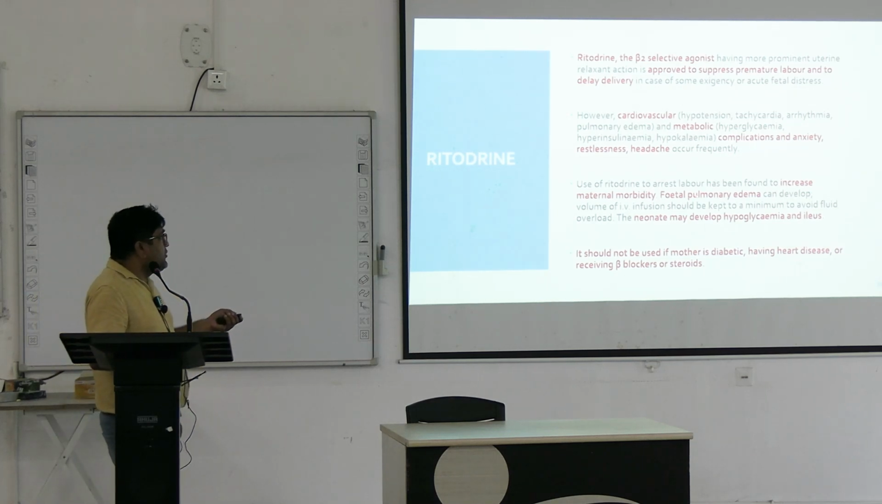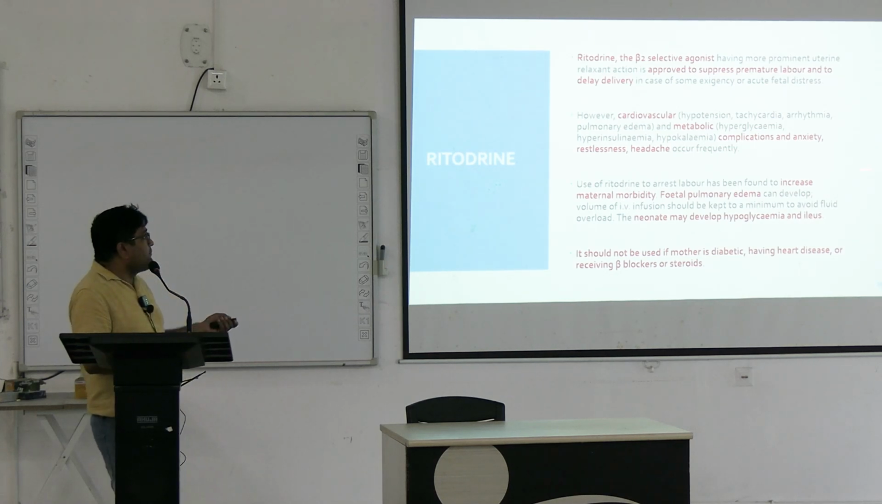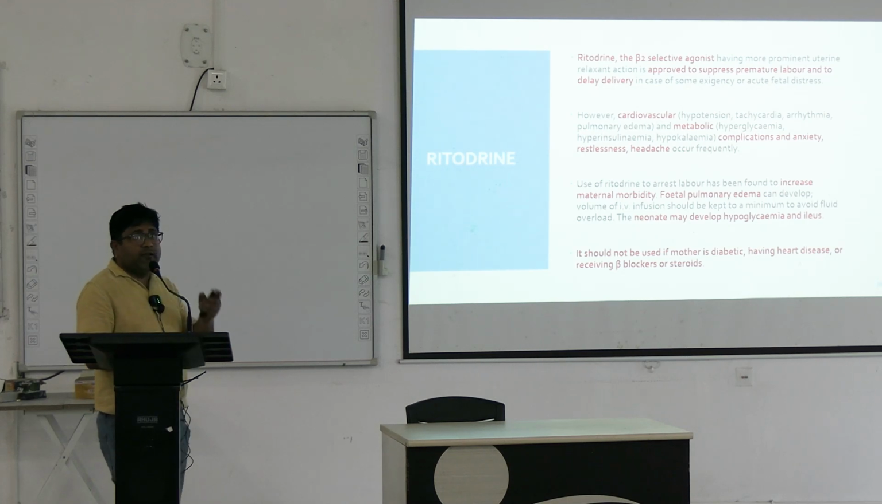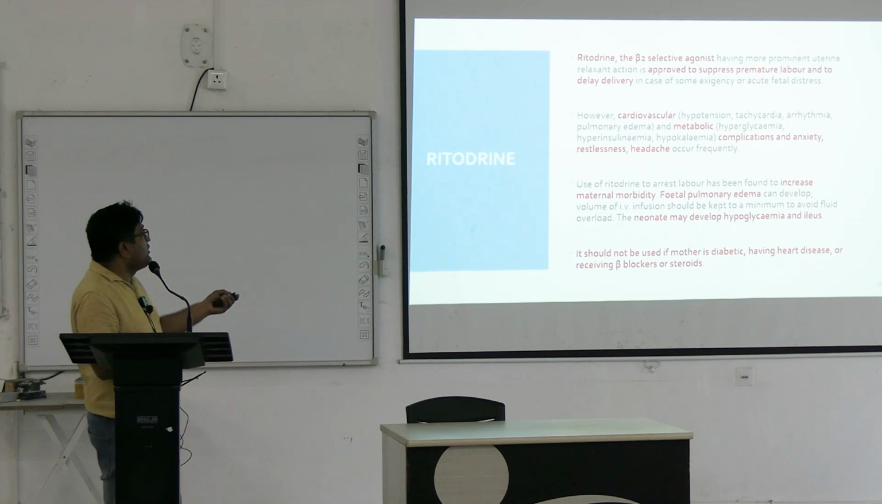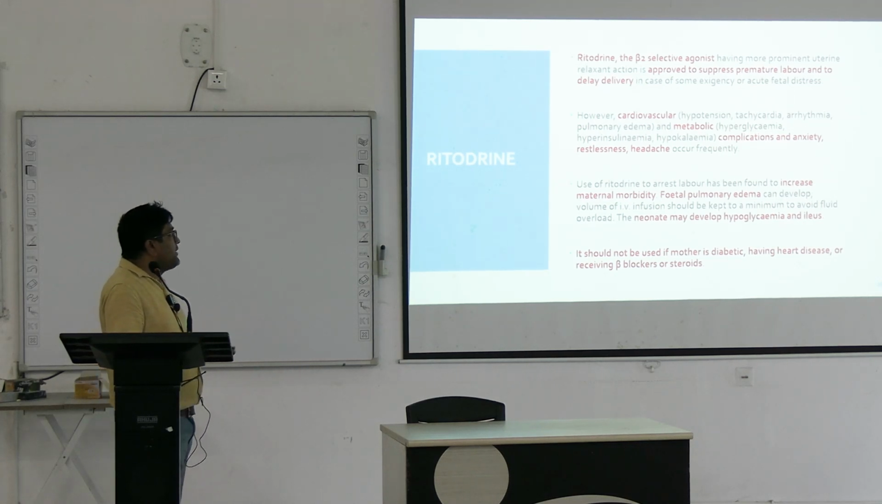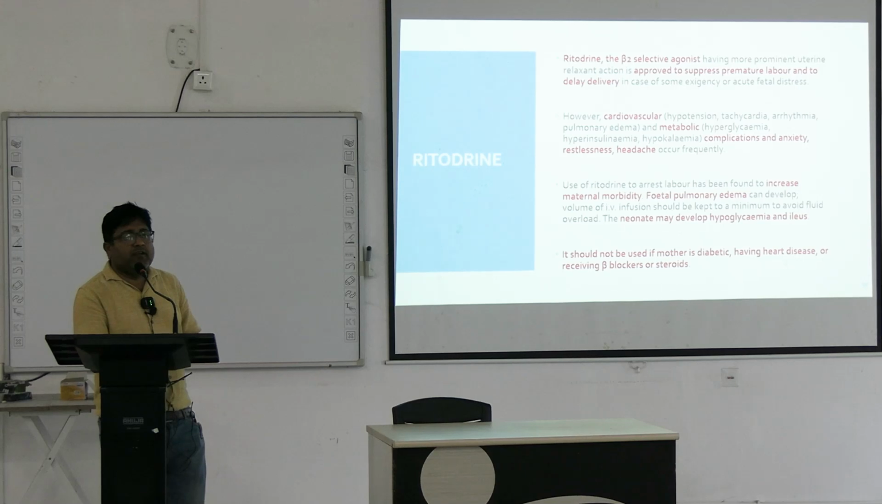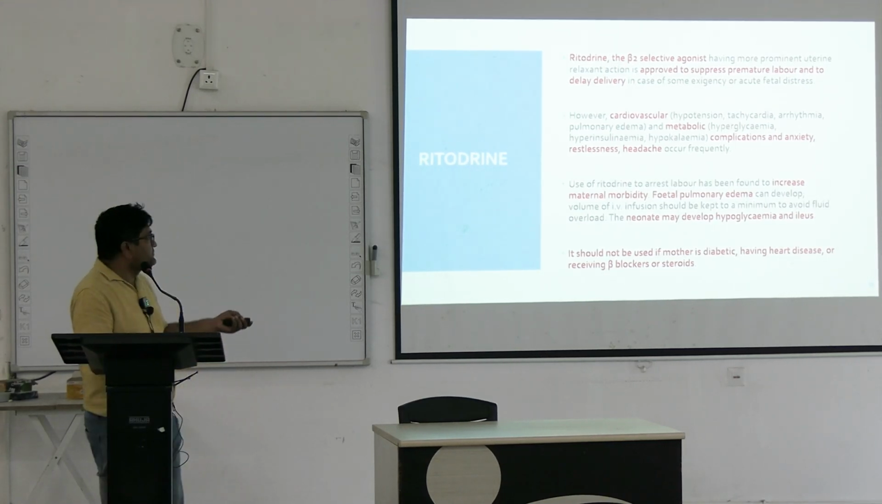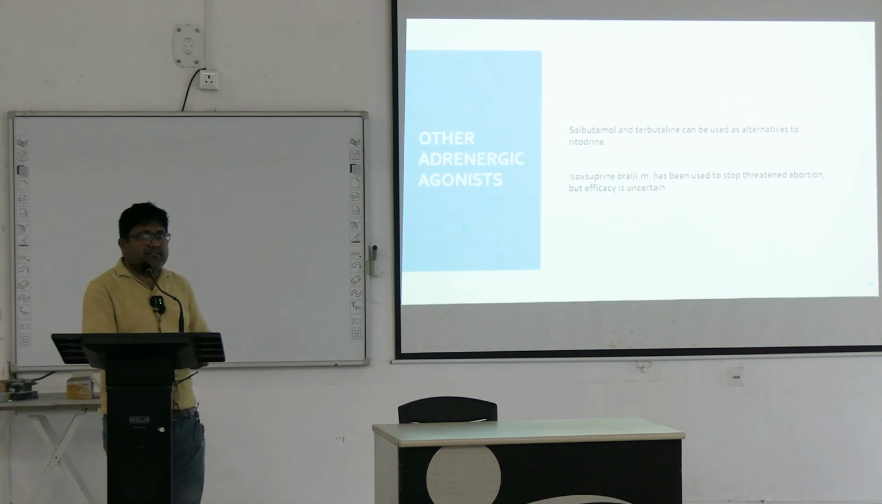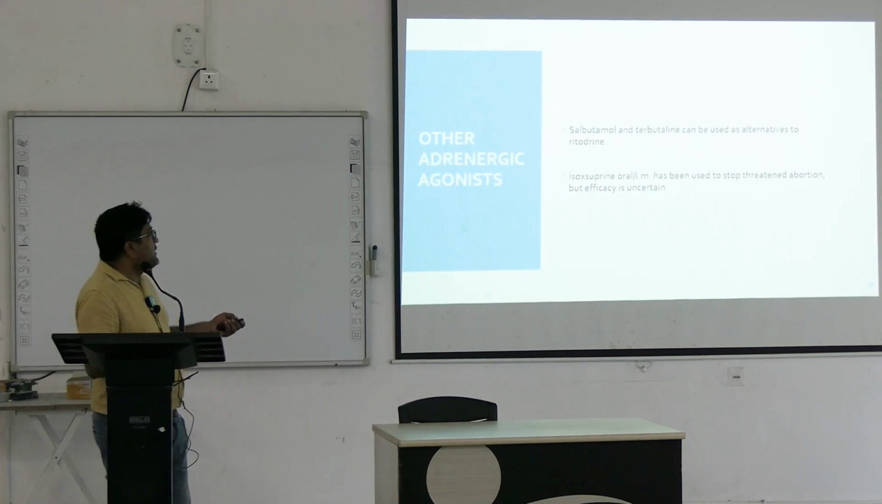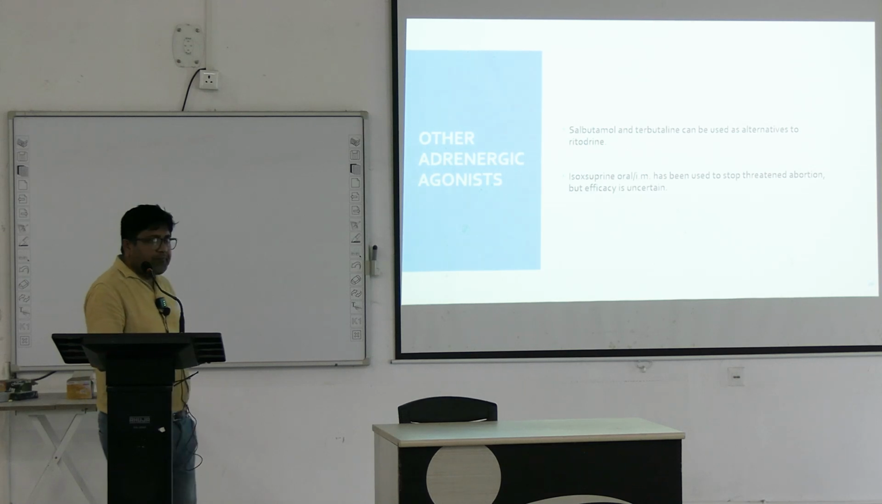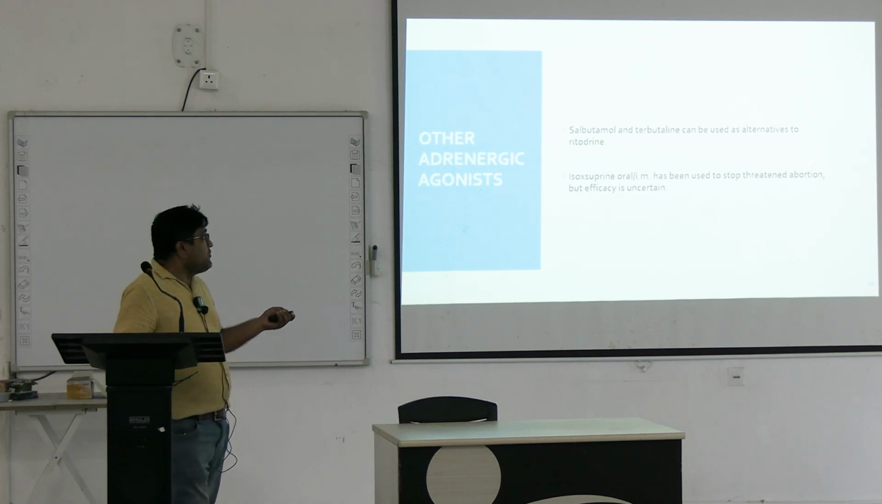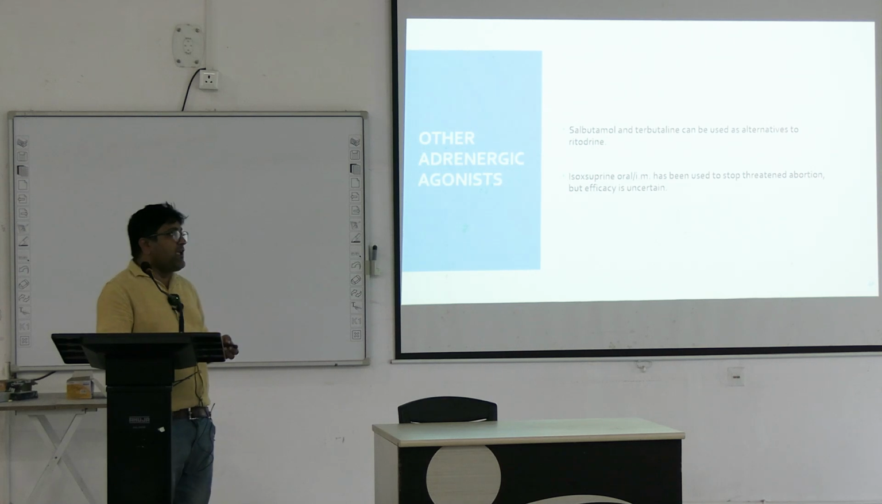Use of ritodrine to arrest labor has been found to increase maternal morbidity. Fetal pulmonary edema can develop, neonate can even develop hypoglycemia and ileus. These are the complications with the use of ritodrine. It should not be used if mother is diabetic, she is having heart disease or receiving beta blockers or steroids. Other adrenergic drugs, salbutamol, terbutaline can be used as an alternative to ritodrine. Isoxsuprine has also been used to stop threatened abortion. Efficacy uncertain.